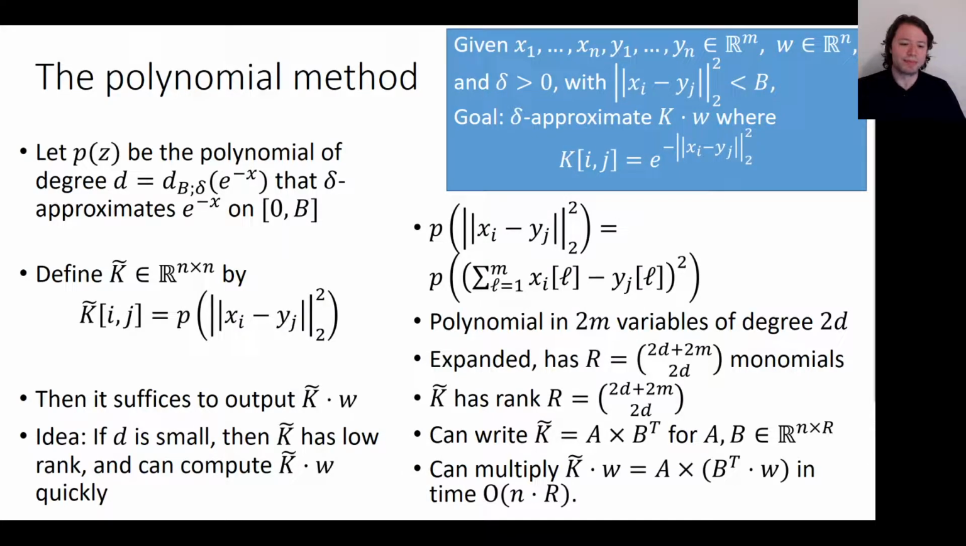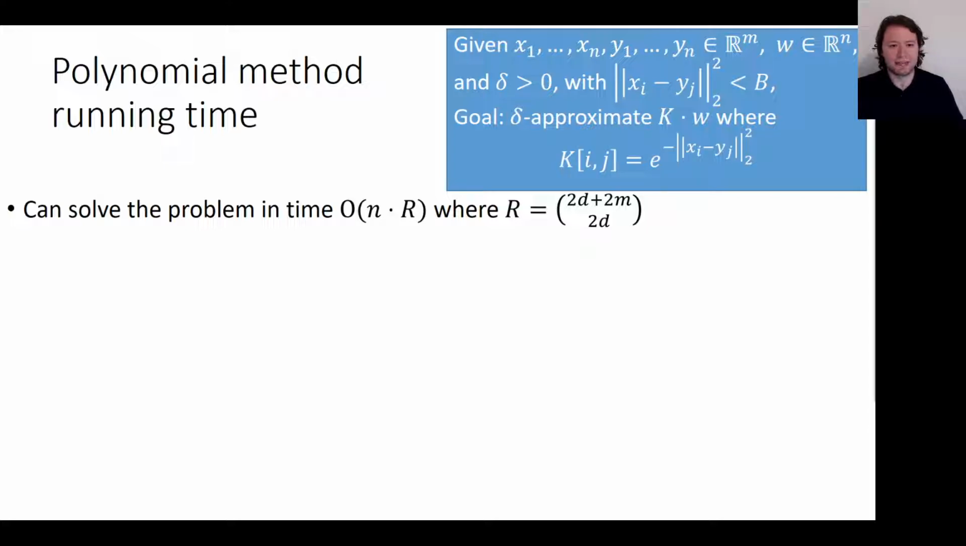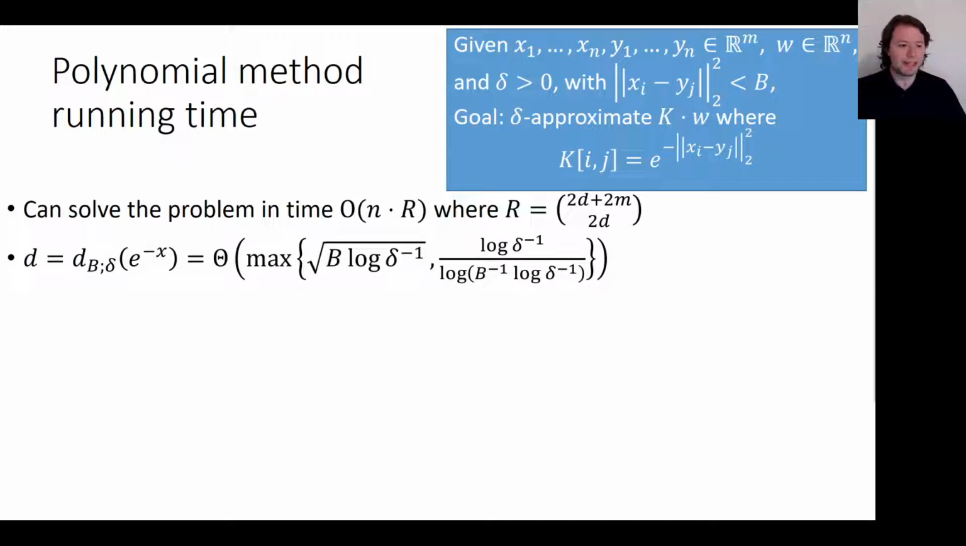And then to multiply K tilde times w, you can first multiply B transpose times w and then A times that. And both of those multiplications take just n times r time. So when r is smaller than n, this is faster than n squared time. Okay, so here's just what I said before. We can solve this problem in n times r time, where r is this binomial coefficient. So what is d? d is the degree to approximate e to the minus x that we talked about before. We computed it in our main result, so that it's the maximum of these two quantities.